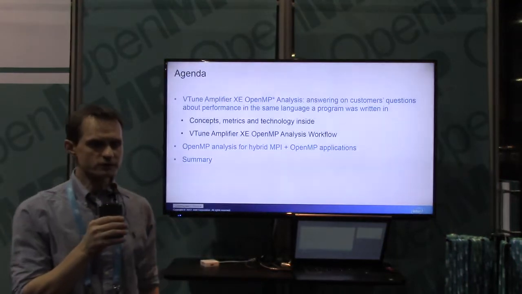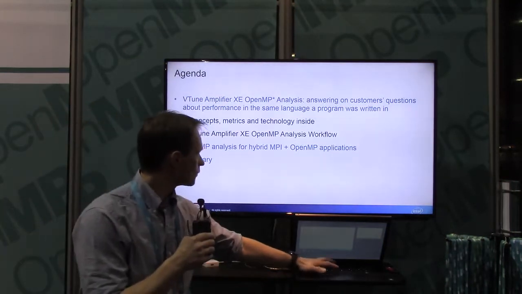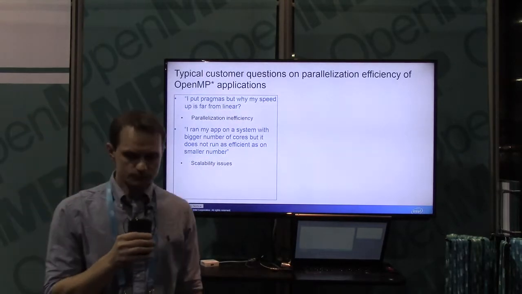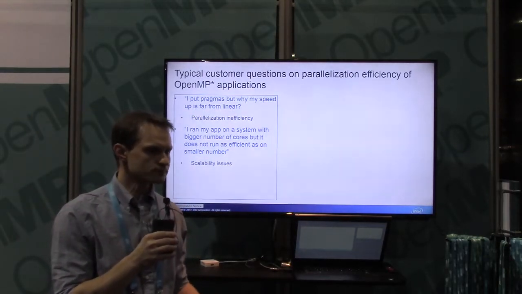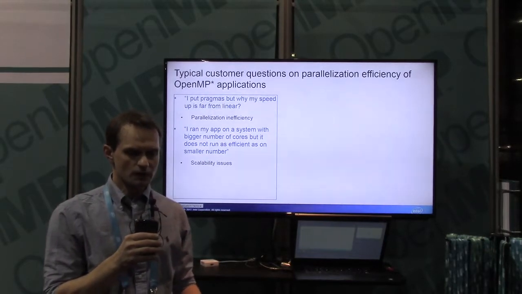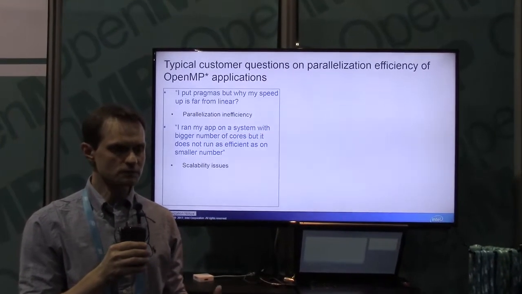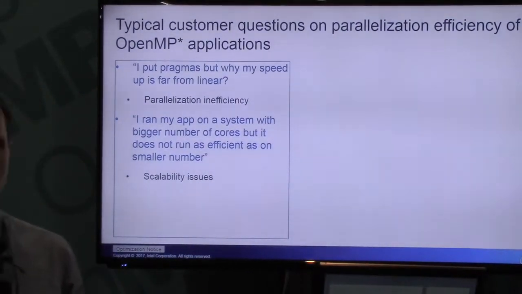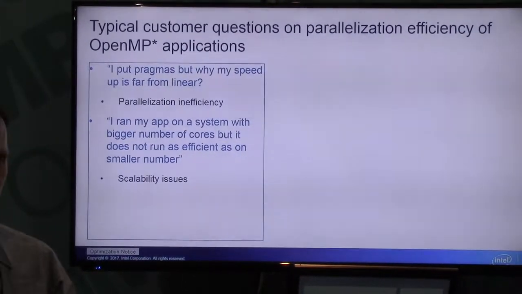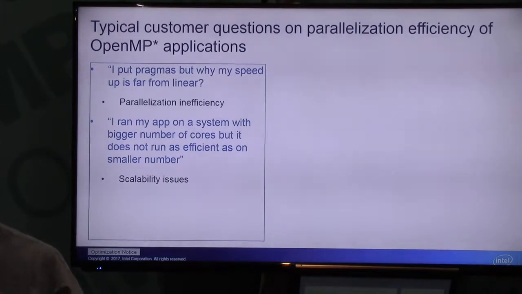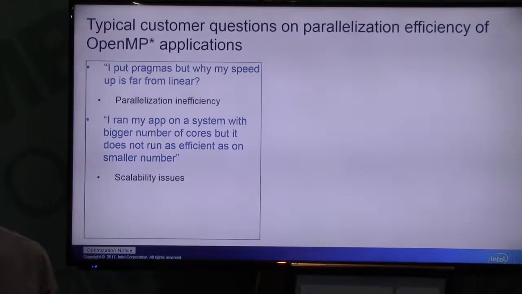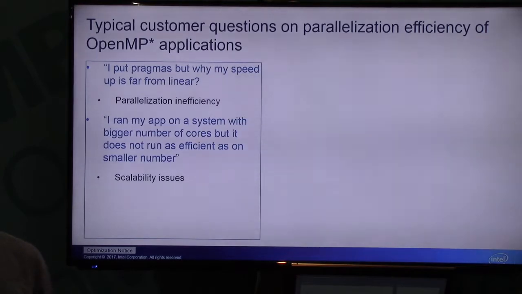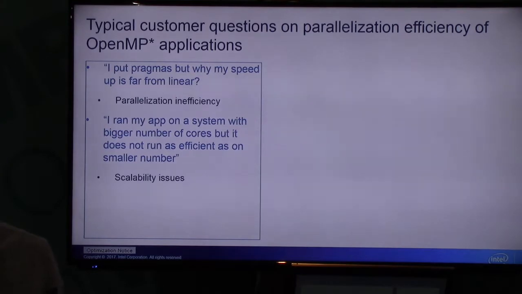When we started this work, we tried to think from the perspective of an application developer. What can they be interested in, right? Mostly, when they develop their application, they introduce parallelization, put in pragmas and measure performance, and very often it's not as expected. It's not linear and all that stuff. Mostly the question is why my performance is not as expected for my parallel version.